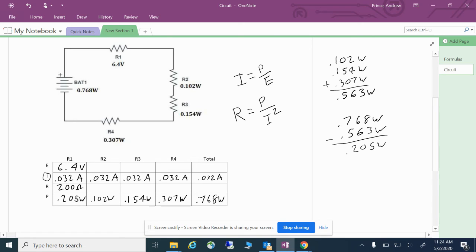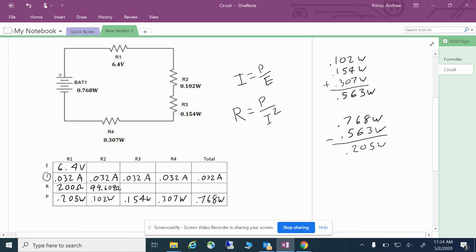So let's go ahead and plug in our values. So the power for resistor 2 is going to be 0.102 divided by 0.032 squared, which gives us, if you round off, 99.609 ohms. Pretty close to 100.